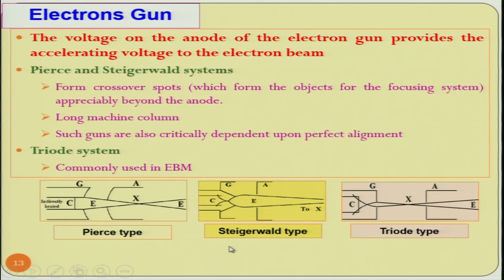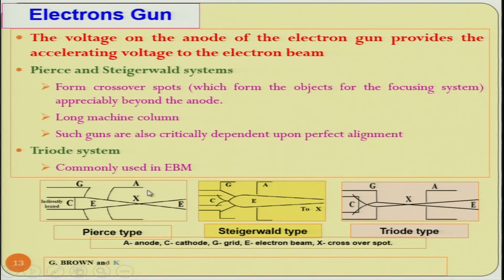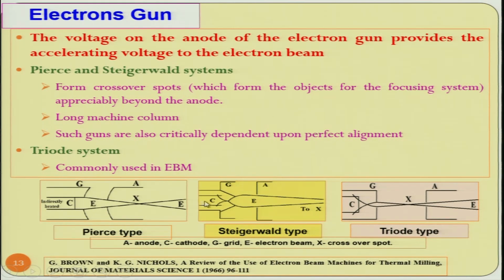And there is a third type, known as the triode type, and here again the beam shape and size are very different from the other two which we have just seen. You can see that A is the anode, C is the cathode, and G is the grid in all three cases. The electron beam is here, and the crossover spot is there.